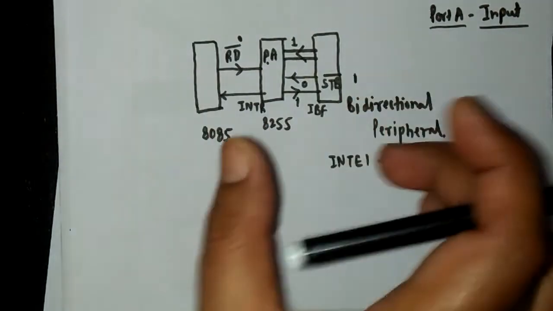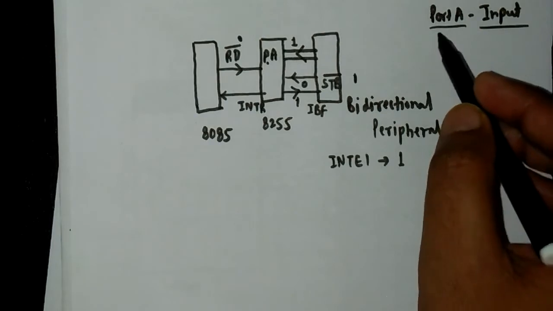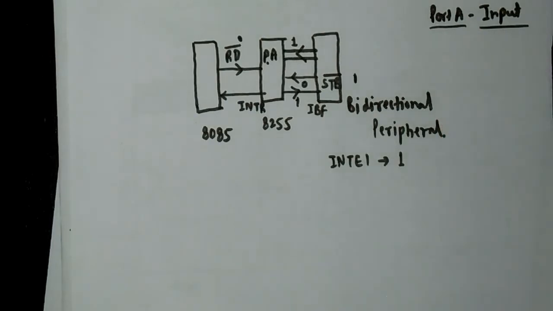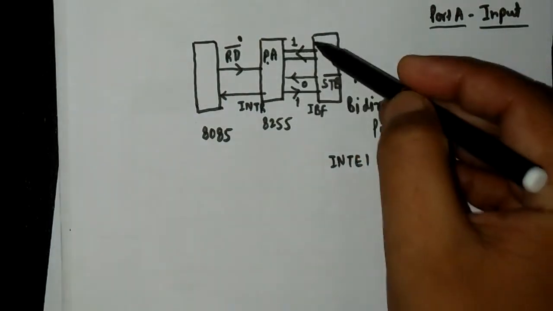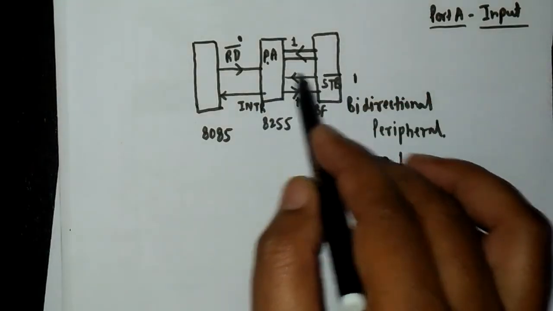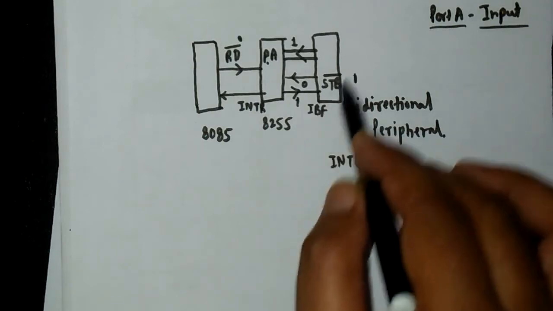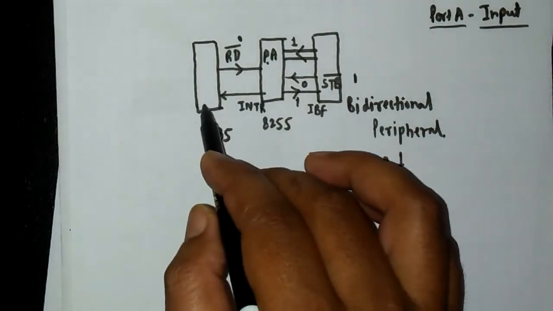So this was the total sequence that I explained to you in the case of when we are configuring port A as input. So remember the steps. First, data will be kept, then the STB bar signal will be sent, then in response to STB bar the IBF signal will be sent, and after a certain time an interrupt will be sent to the 8085.